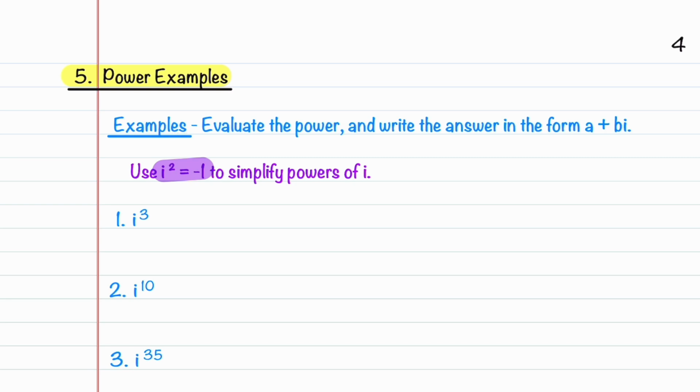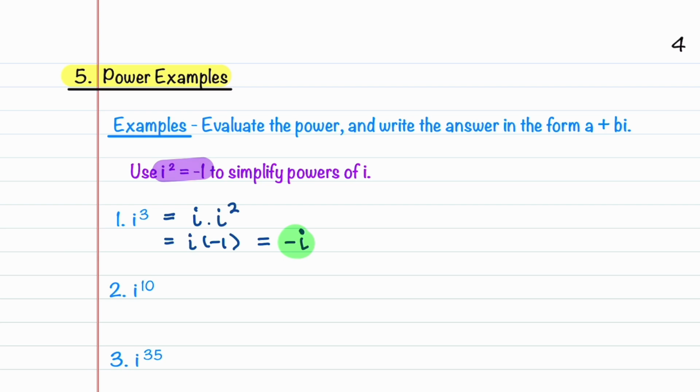The idea behind these problems is that we want to reduce each power of i to a power of i squared. In order to do that for our first one, we're going to rewrite it as i times i squared. Then we're going to plug in that i squared is negative 1, and we get a final answer of minus i.